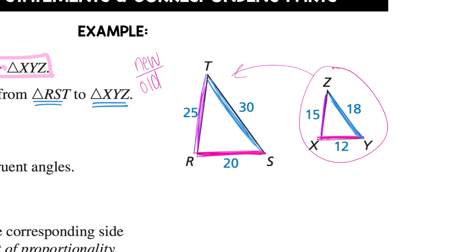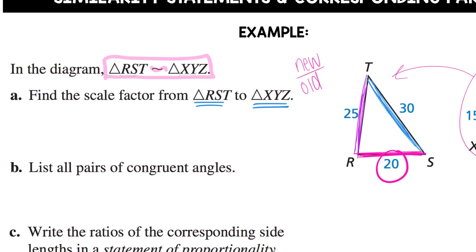Okay, so anyway, scale factor would be new divided by old. So just pick any two sides that go together here. 12 divided by 20, and you're just going to write that down. So 12 divided by 20. You can divide it out and make it a decimal if you'd like, or you can just reduce the fraction. I prefer to just reduce the fraction. So this is 3/5.